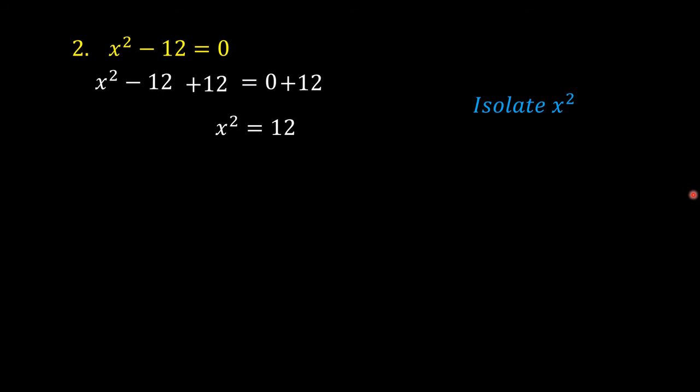We can now apply the square root property. The square root of x squared is equal to positive and negative square root of 12. We can still simplify this. Let us factor 12.